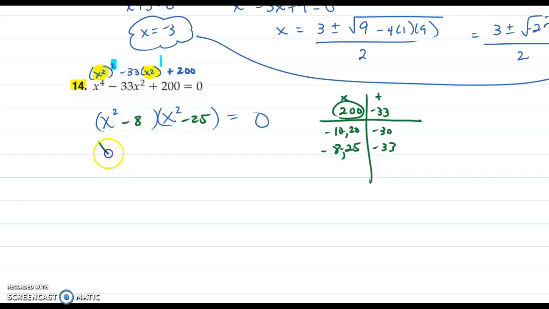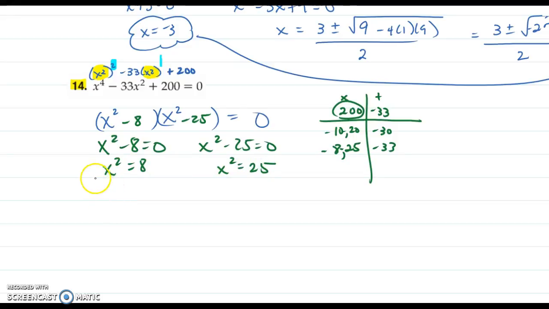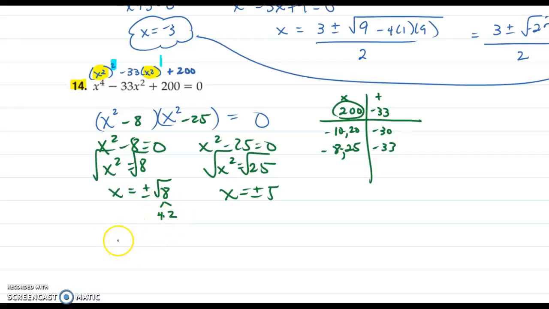And now I can solve both of those. If I have x squared minus 8 equals 0, I set that equal to 0. x squared minus 25 equals 0. And now I have x squared equals 8, x squared equals 25. Let's take the square root of both sides. And I get x equals plus or minus the square root of 8, x equals plus or minus 5. This has a perfect square in it, so be careful that you remember to simplify. That square root of 4 comes out as 2, so I have plus or minus 2 times the square root of 2 and plus or minus 5.